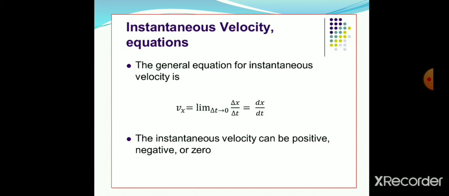Instantaneous velocity is written as the derivative of x with respect to t. Just understand that d by dt is a notation, that is, the rate of change of x with respect to time t. Instantaneous velocity can be positive, negative or 0.